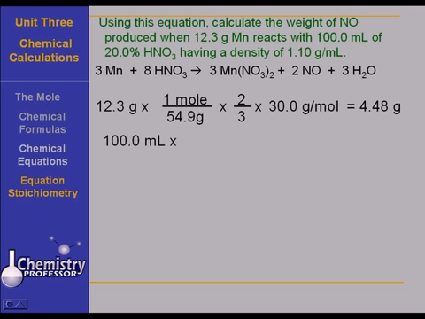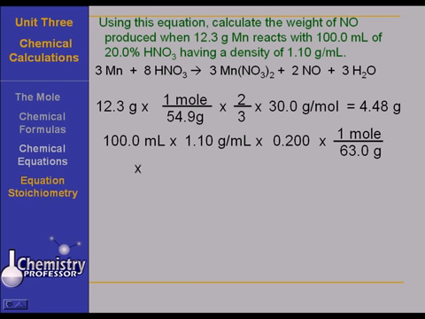Now let's go back and look at the nitric acid. I have 100 milliliters of nitric acid with a density of 1.10 grams per mil, but it's only 20% nitric acid. So I multiply the 1.10 grams per mil times the 100 mils. That gives me the weight of nitric acid solution. Take 20% of that, which is the weight of the nitric acid itself, times 1 mole of nitric acid per 63 grams.